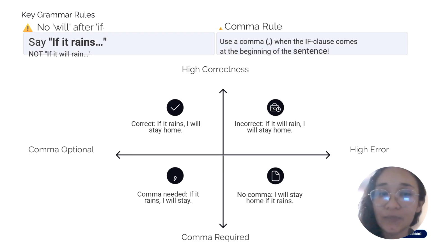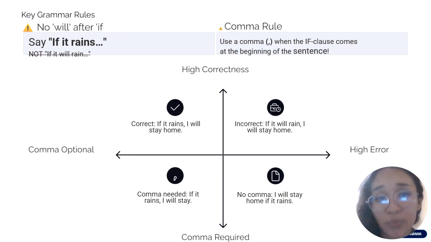When presenting this to our students, I really want to highlight two critical common mistakes. First, the will trap. Students or people often want to put will inside the if clause, as I said before, and I explicitly teach them to never put it in the if clause. You don't say if it will rain tomorrow, we say if it rains tomorrow, I will stay home.